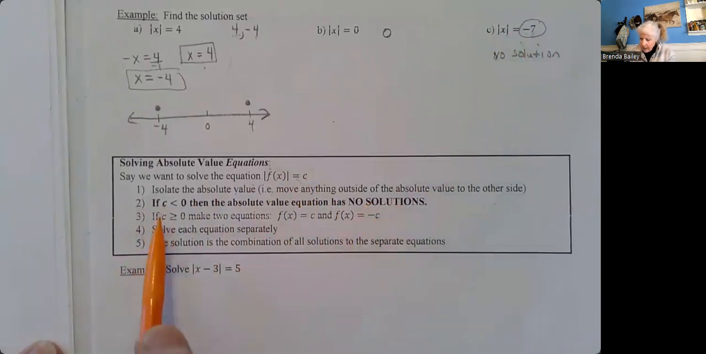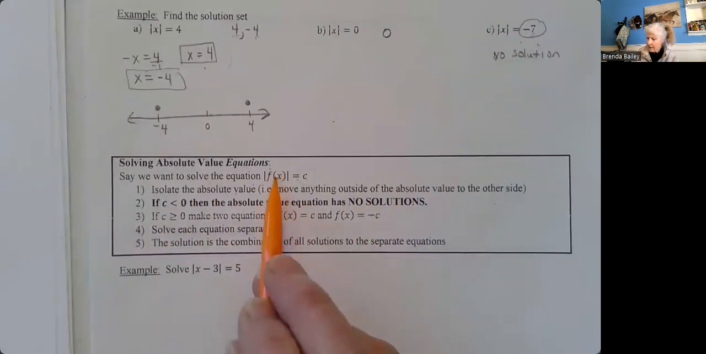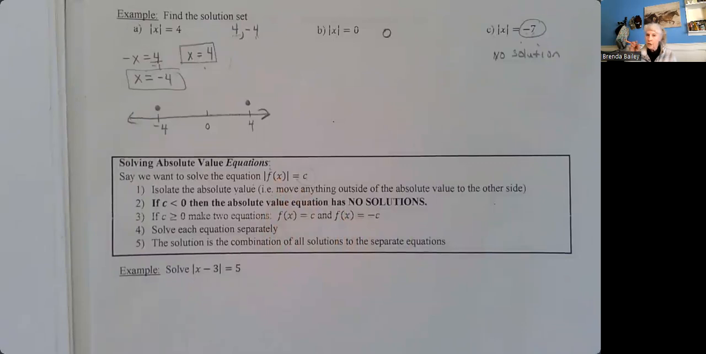Number 3, if C is greater than 0, you make 2 equations. Now, I'm going to do things a little bit different. I'm going to move the negative over here. So we're going to have what's inside can be positive and what's inside can be negative, because that's the exact same process we're going to use for inequality. So it makes it so it's all one process. Solve each equation. And 5, the solution is a combination of all solutions to the separate equations.